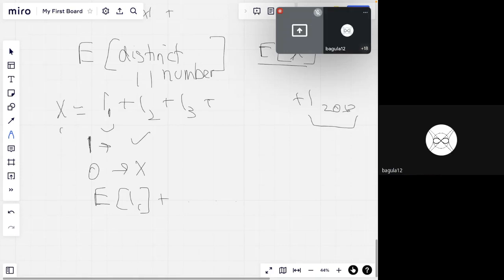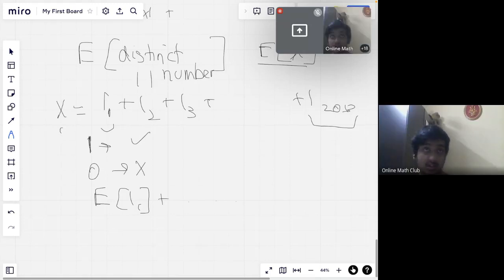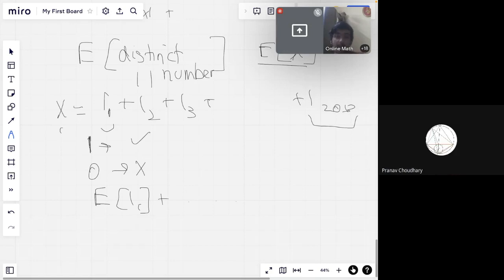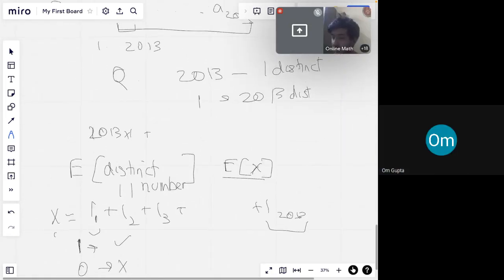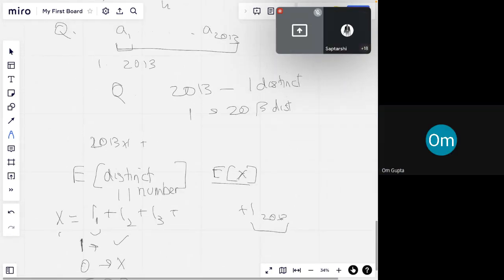Is it 1 by 2013? Not true. Okay. Can anybody give that? Okay, what is the probability? 2013 by 2012. So find the probability that 1 is... 1 is not. It's like a JEE question. Probably 2 raised to 2013 minus 2 raised to 2012 over 2 raised to 2013.